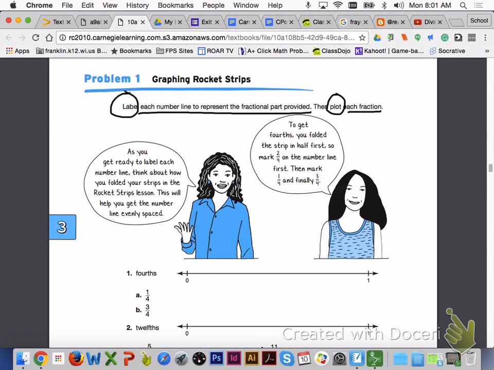Turn to page 142, problem 1, graphing rocket strips. Label each number line to represent the fractional part provided, then plot each fraction. As you get ready to label each number line, think about how you folded your strips in the rocket strips lesson back in 3.3. This will help you get the number line evenly spaced. Answer number 1 through number 4 with your group members.